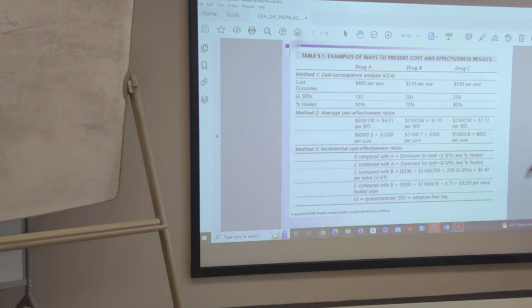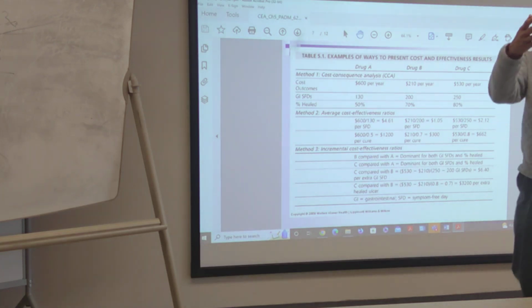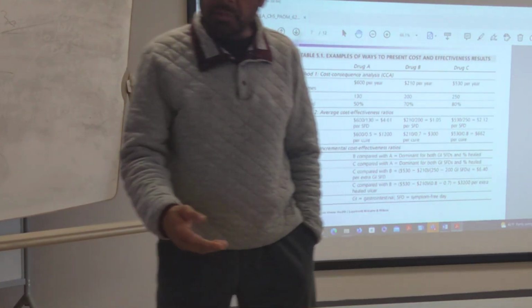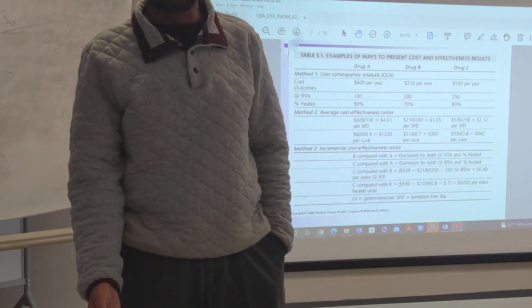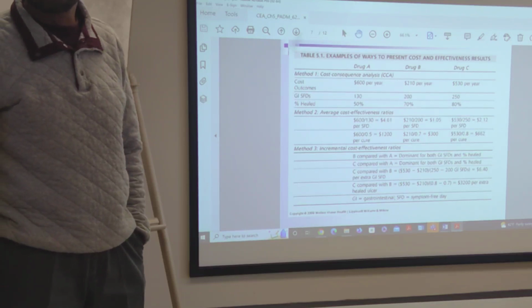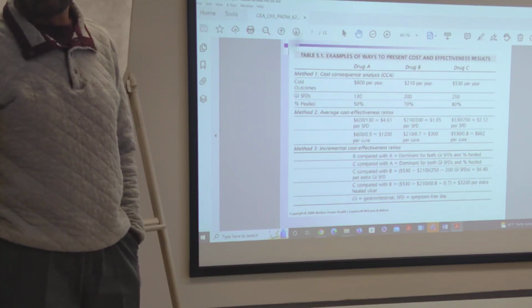Now, I've been talking mostly from the patient perspective over here, right? That's where the challenge comes in. The doctor's perspective, the provider's perspective could be different. The provider might say, look, it's worth it, okay? $6.40 for a symptom-free day, and you work better from the provider's perspective.